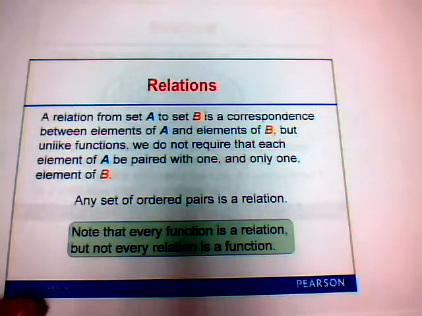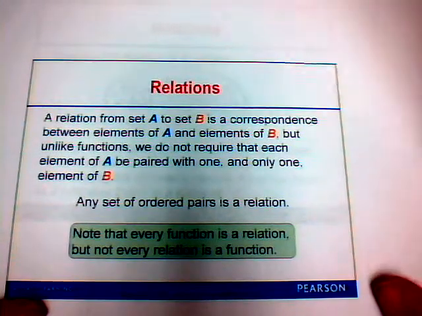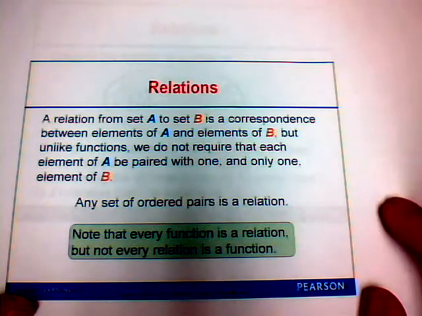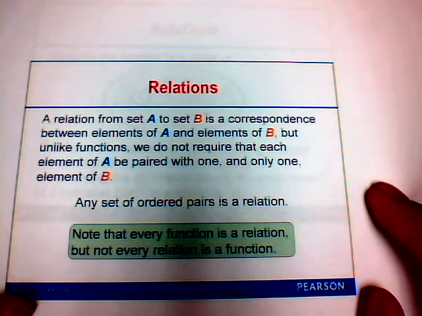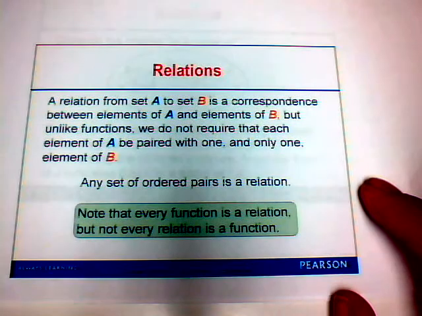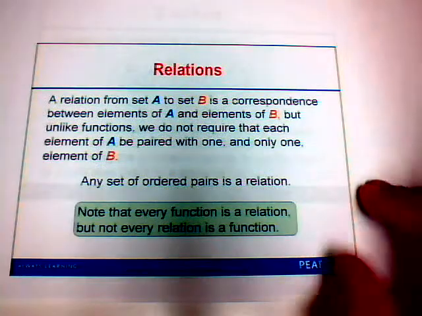Alright, next is relations. A relation from set A to set B is the correspondence between elements of A and elements of B, but unlike functions, we do not require that each element of A be paired with one and only one element of B. So any set of ordered pairs is a relation. Now, keep in mind that every function is a relation. However, not every relation is a function.